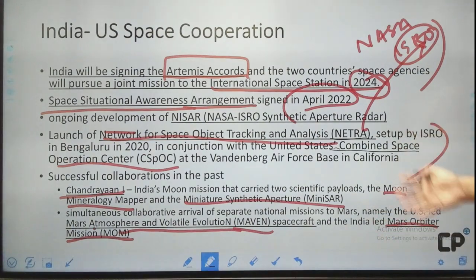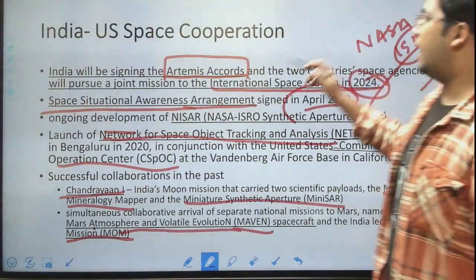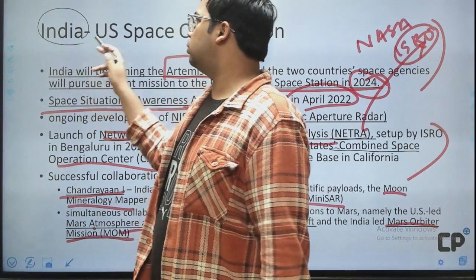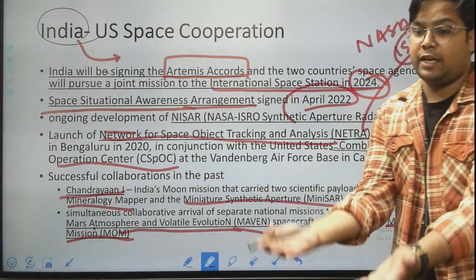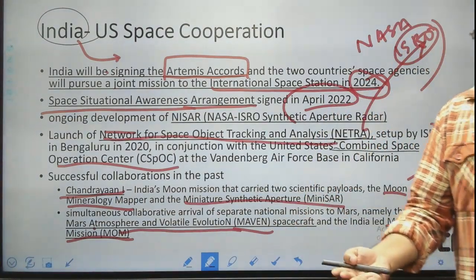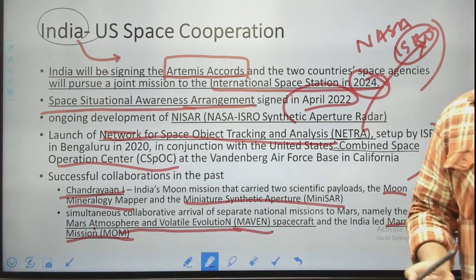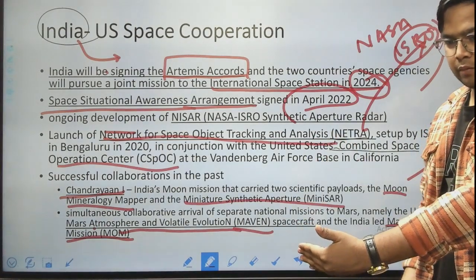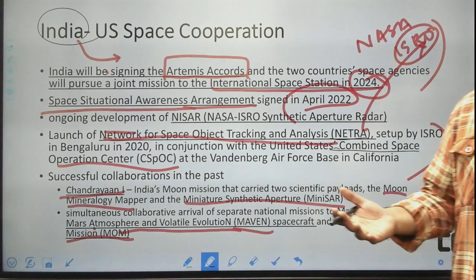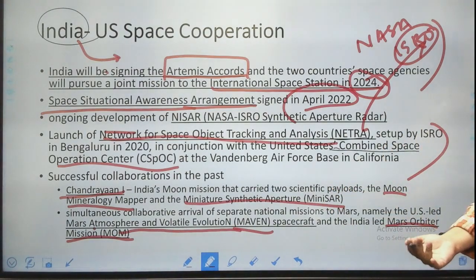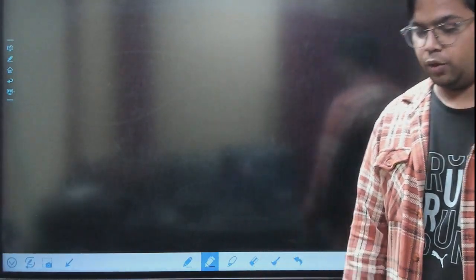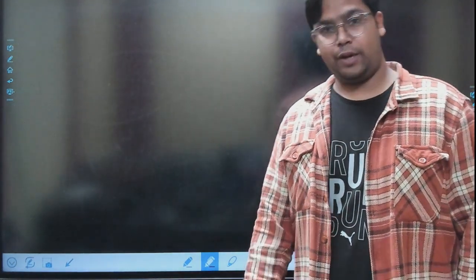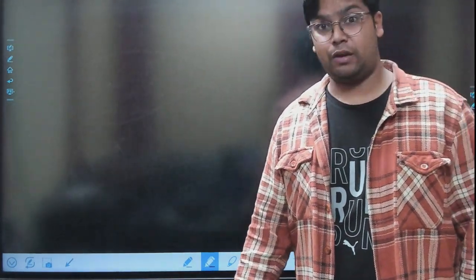So India-US space cooperation has been increasing, and you can see India is not trying to move away from Russia, but is trying to diversify its interests. So we are trying to be close to the US, and we are also trying to be close to the USSR, which was the initial motive of NAM, the non-alignment movement. So these are a couple of important agreements reached during this visit of PM Narendra Modi. And this is hopefully going to make India-US relations much better.